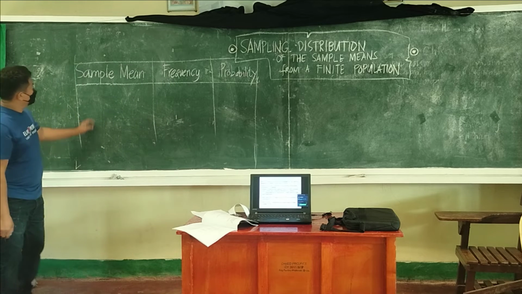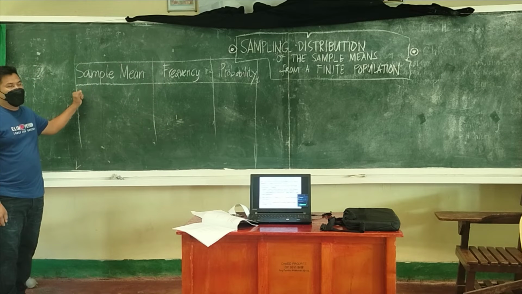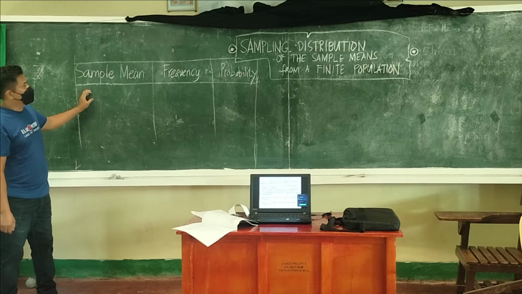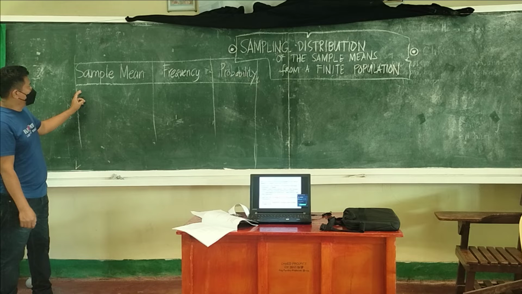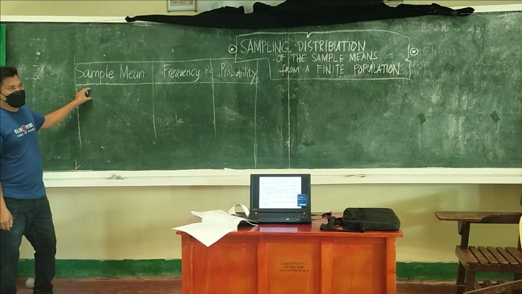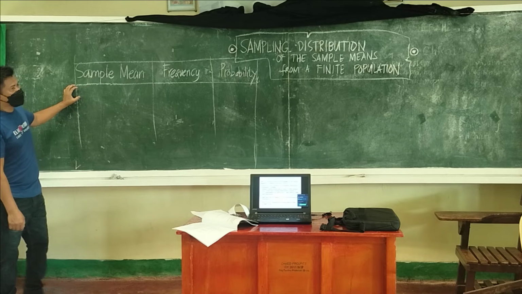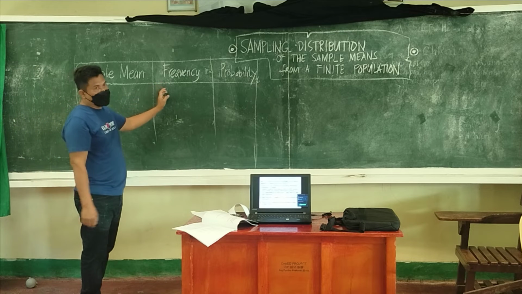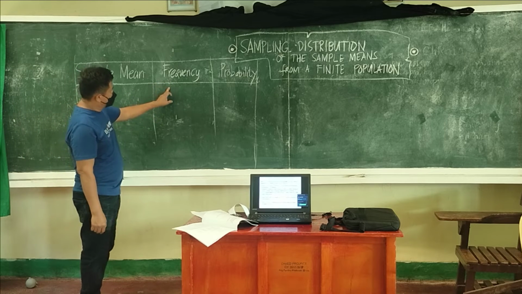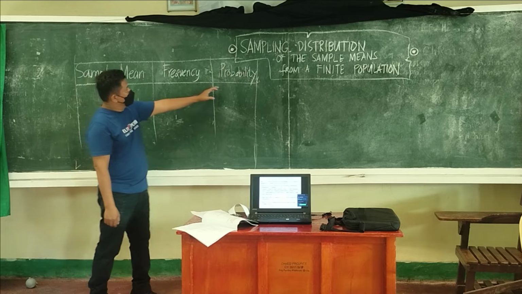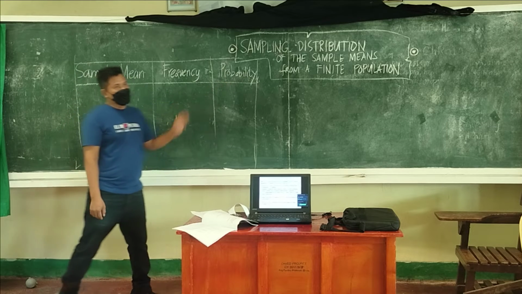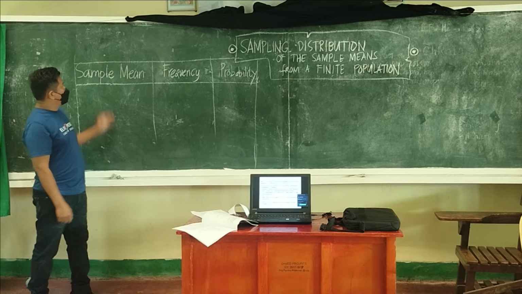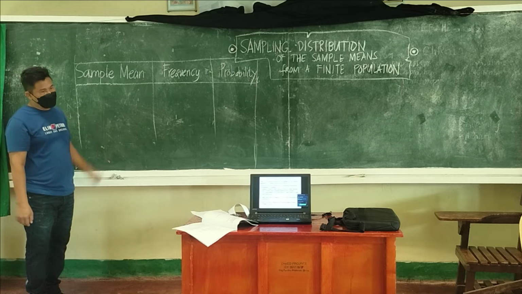So remember that in sample mean, you are going to add the given samples, then you divide it by the number of the population there. For the frequency, you are going to write how many times the number occurs. Then the probability is how many times it occurs over the total number of samples.